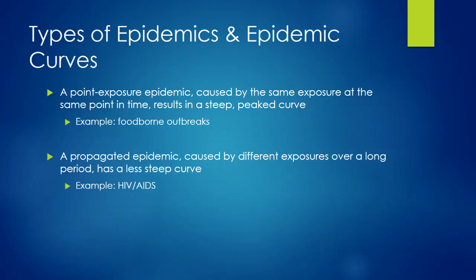So point source exposure is caused by a single exposure at some point in time, and this typically results in a steep peak curve, while a propagated epidemic could be caused by multiple different exposures over a long period and therefore has a less steep curve.